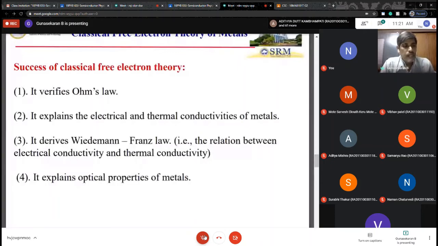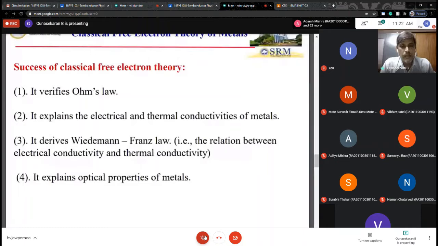Then it derives the Wiedemann-Franz law. That's what I told you: the relation between K and sigma, that is thermal conductivity and electrical conductivity. So K by sigma T is equal to a constant. But after experimentation, they found that at low temperature, K by sigma T is not constant. That is a major drawback. Not at all temperatures does it remain constant. It also successfully explained some optical properties of metals.